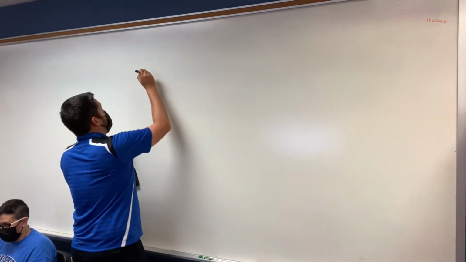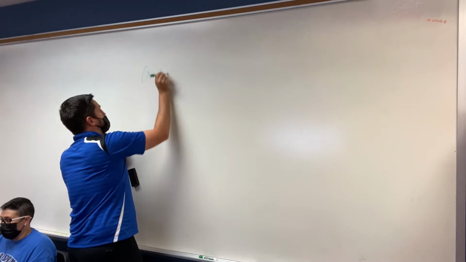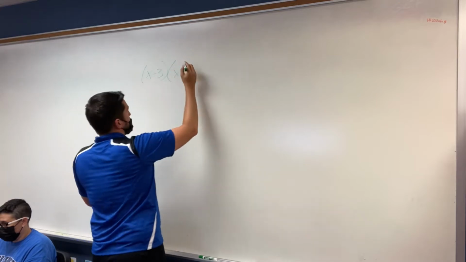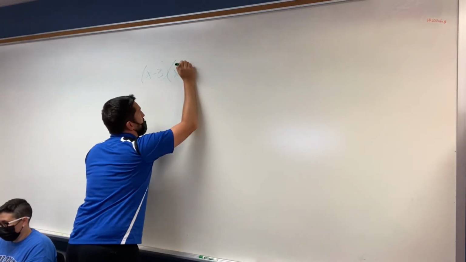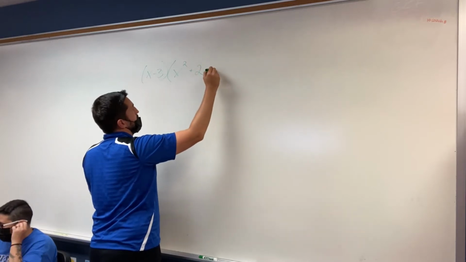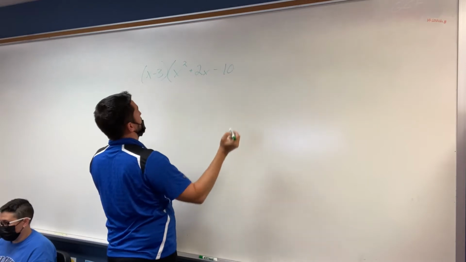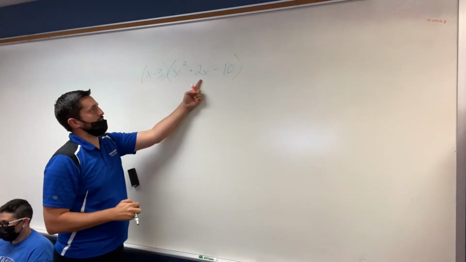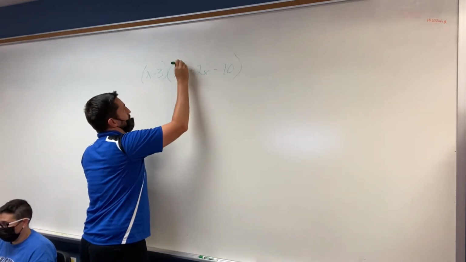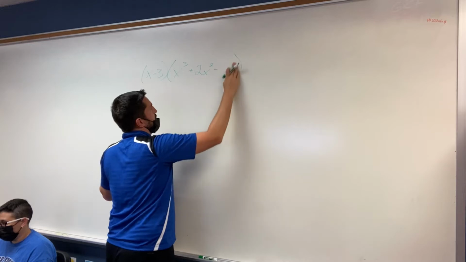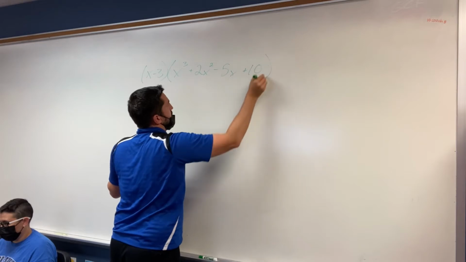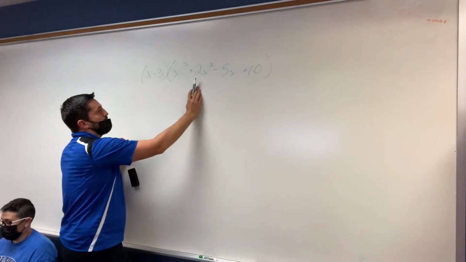So if I have x minus 3 times, let's just do x squared plus 2x minus 10. That looks good. Great. Okay. We have an x squared, an x, and a 10. Great. In fact, I'm going to increase this just a little bit: make this x cubed, make that 2x squared, make this minus 5x, and then do the plus 10. Okay. So there we go. I wanted to have a cube, a squared, an x, and a normal number.